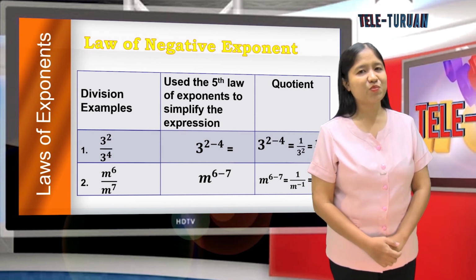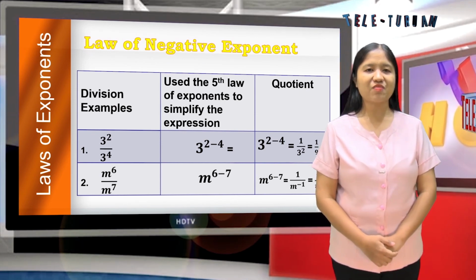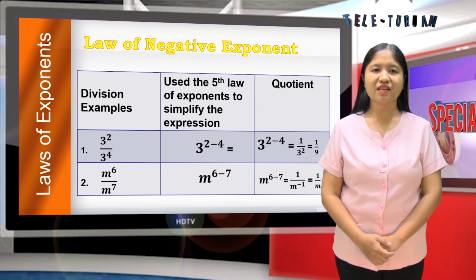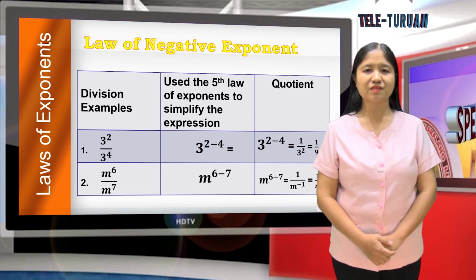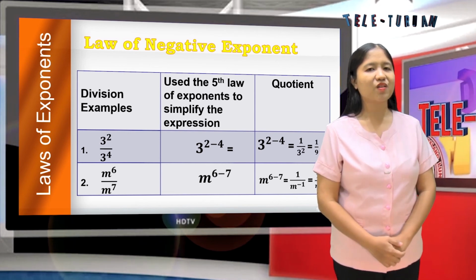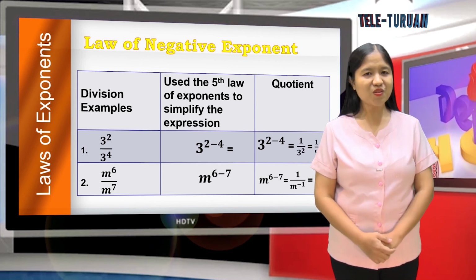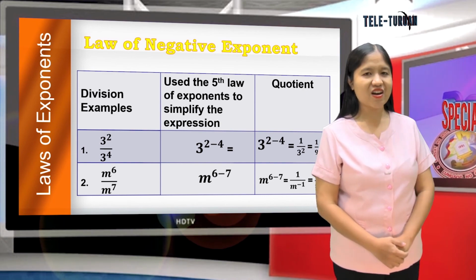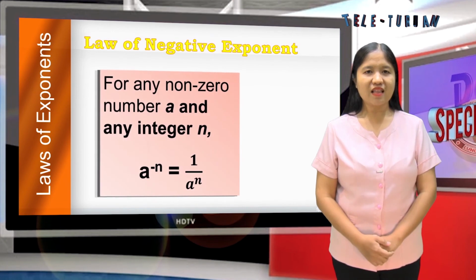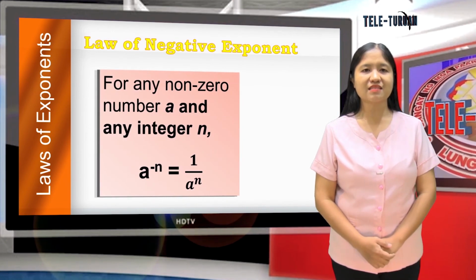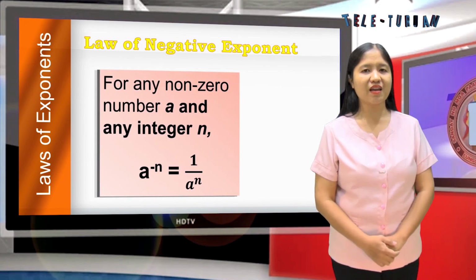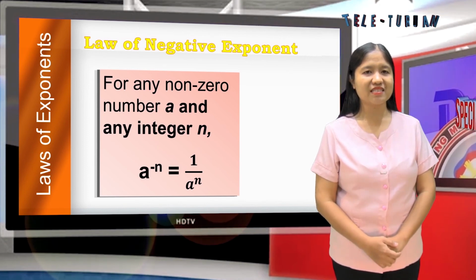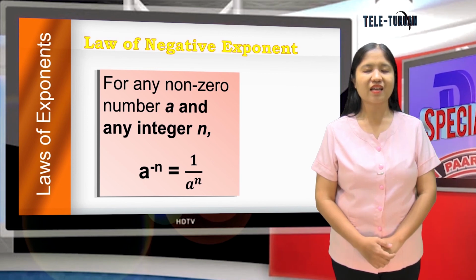The eighth law of exponents is the law of negative exponents. Look at the table and observe how the exponent in the third column is obtained from the exponent of the first column. Can you derive the eighth law of exponents? What is it? You got it right. The law of negative exponents states that for any non-zero number A and any integer n, A raised to negative n is equal to 1 over A raised to n.